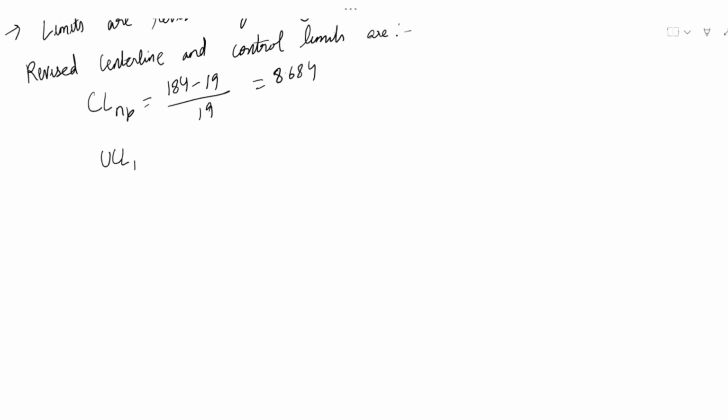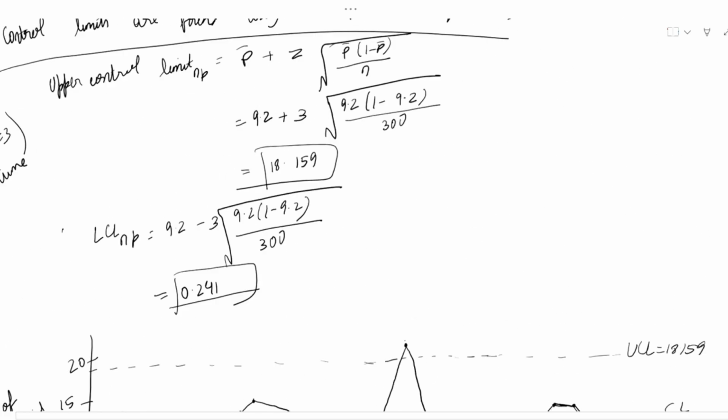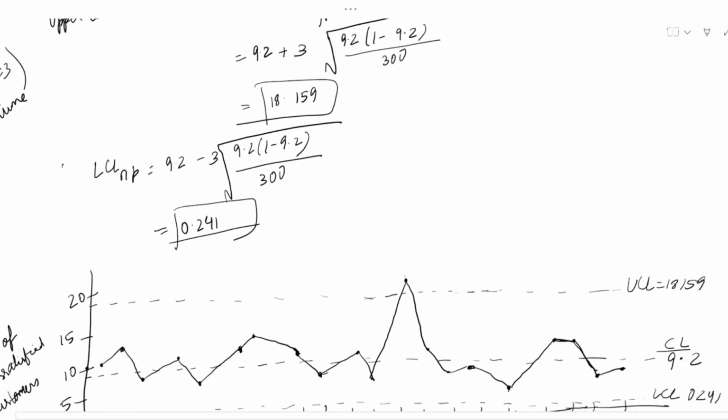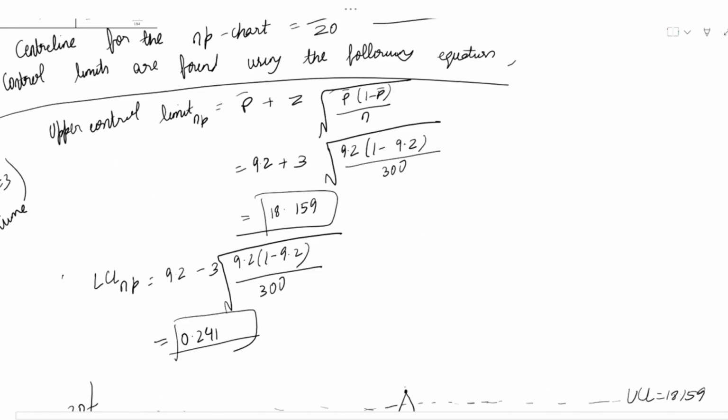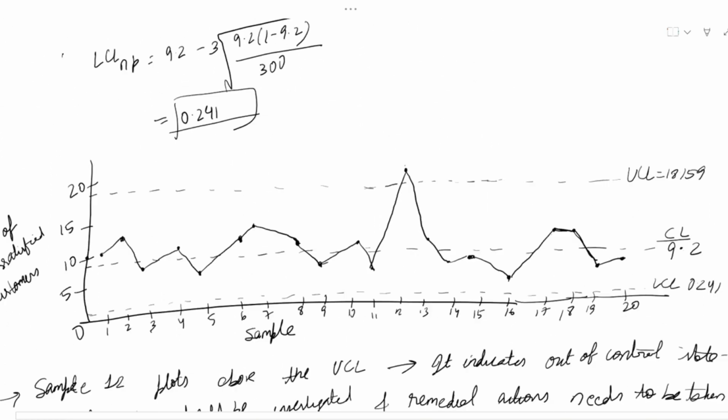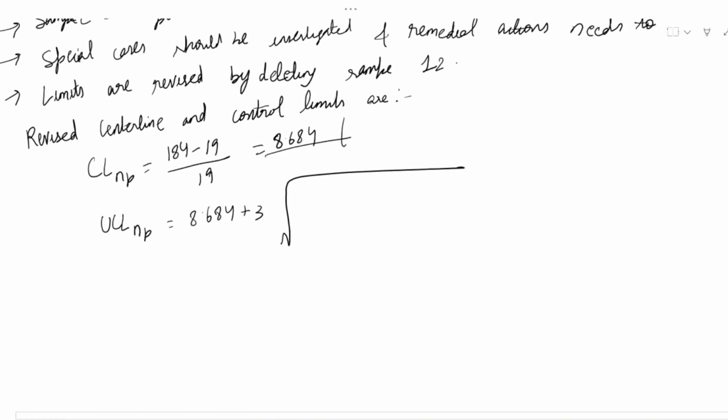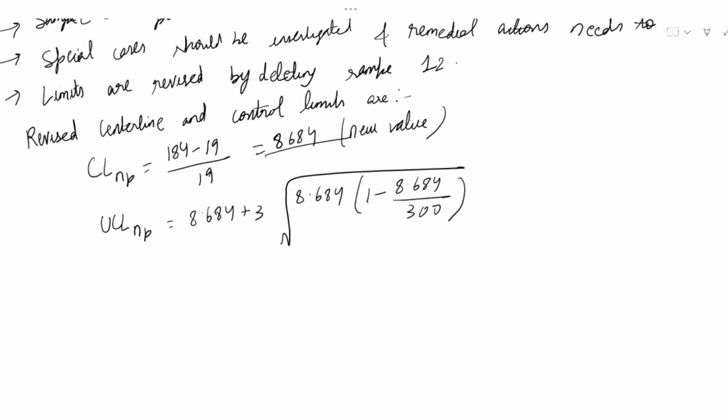The upper control limit for the NP chart is equal to 8.684 plus 3 into the square root of 8.684, 1 minus 8.684 by 300. Why? Because earlier 9.2 was the center line, and now we have this new value. This becomes 17.396.